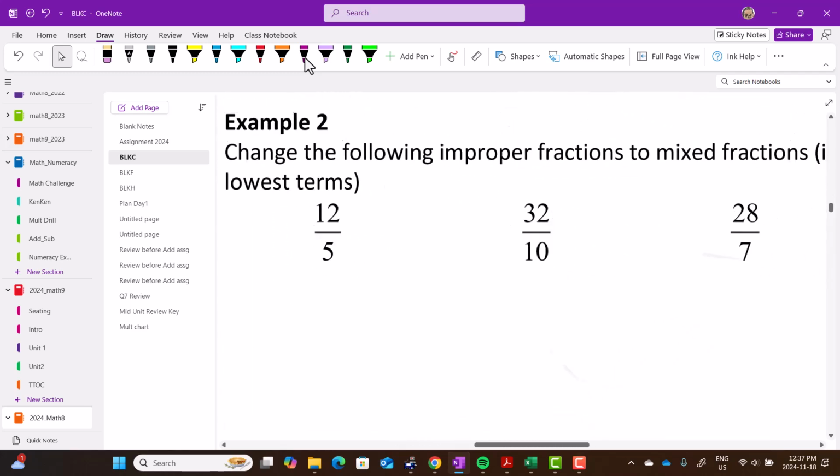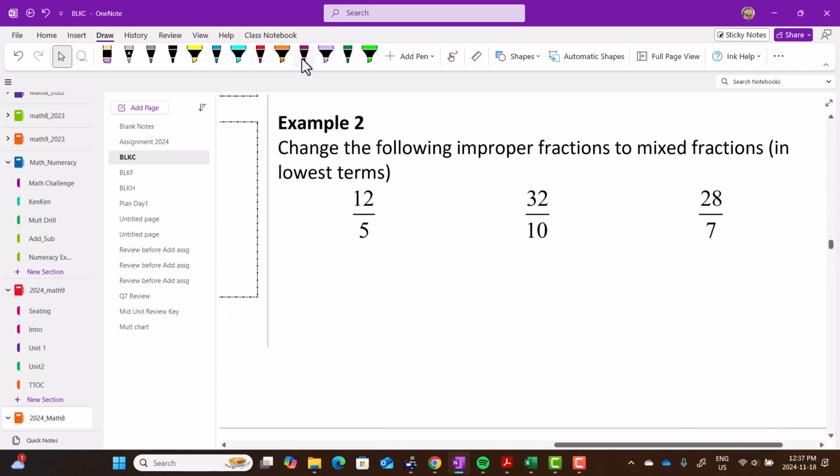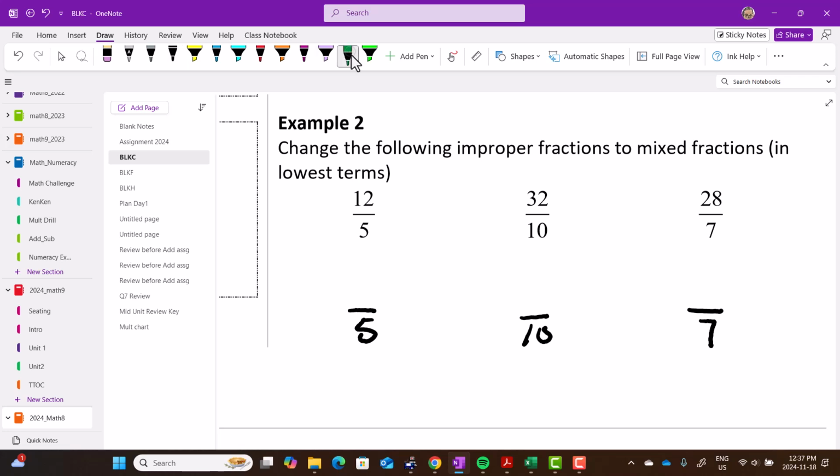So let's practice these. Once again, the denominators never change. So this one's out of 5, this one's out of 10, and this one's out of 7. For the first one, 5 fits into 12. How many times? Thank you, Keaton. 2 full times, because 5 times 2 is 10. How many more do we need? 2 more, because 10 plus 2 gives us 12.